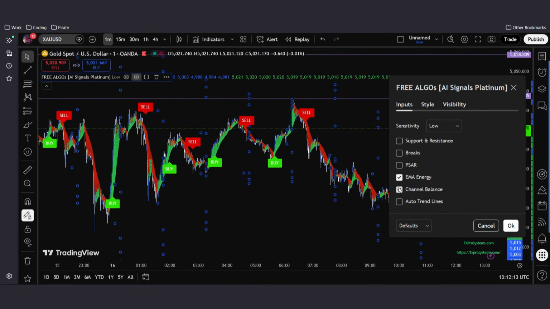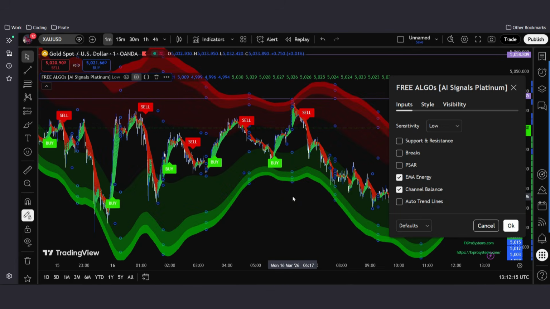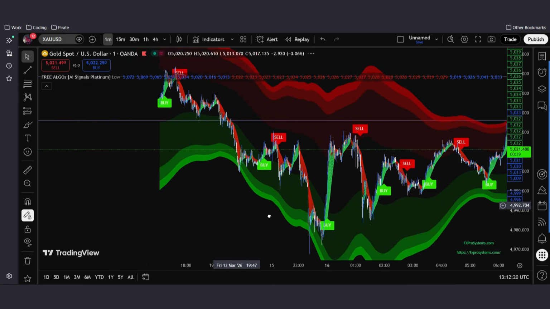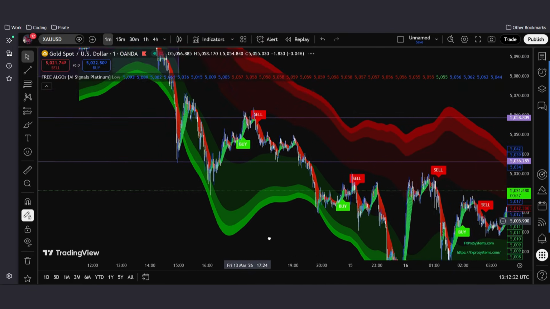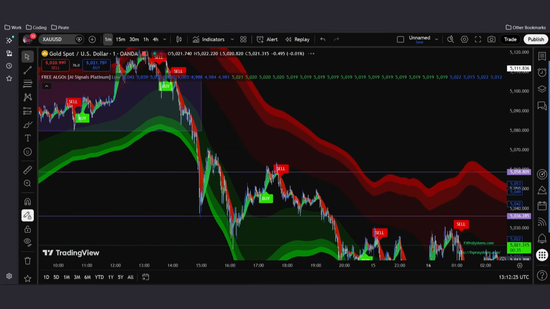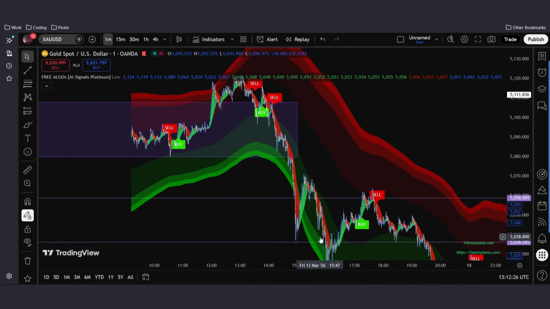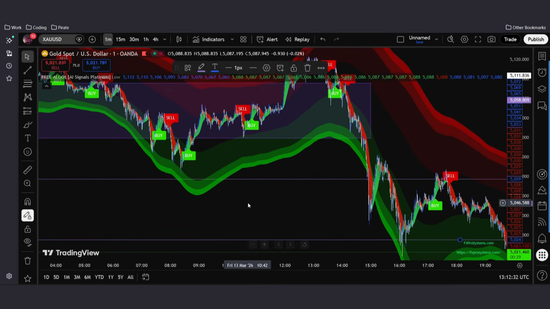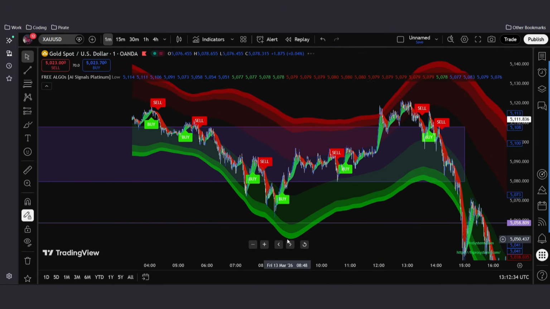Then we've got channel balance. 4 Keltner channels with different multipliers, all smoothed with 50 period EMAs, creating this beautiful gradient from dark red to light red above price, and dark green to light green below. It's supposed to show you energy and momentum. What it actually shows is whether you've had too much coffee, because staring at this for more than 5 minutes will trigger a migraine that requires prescription medication.